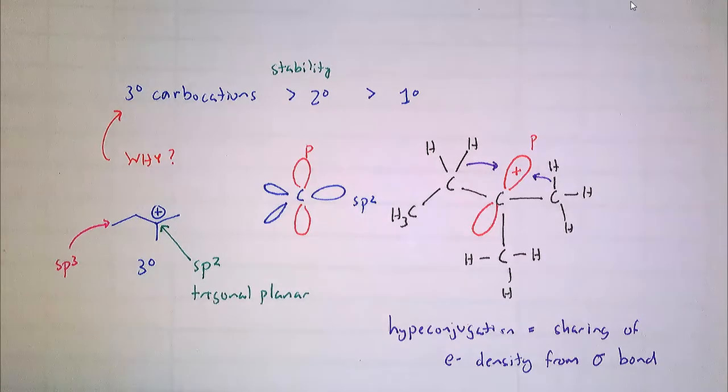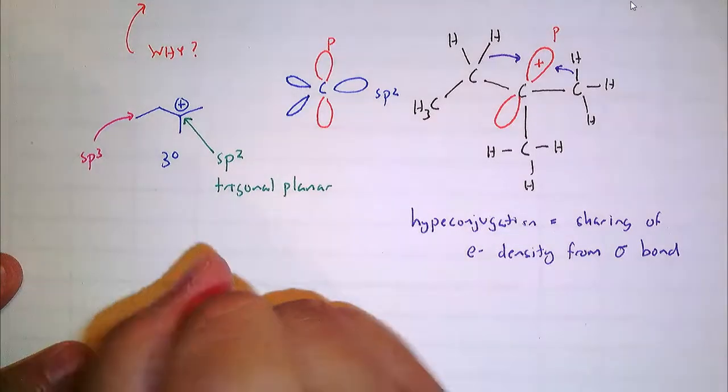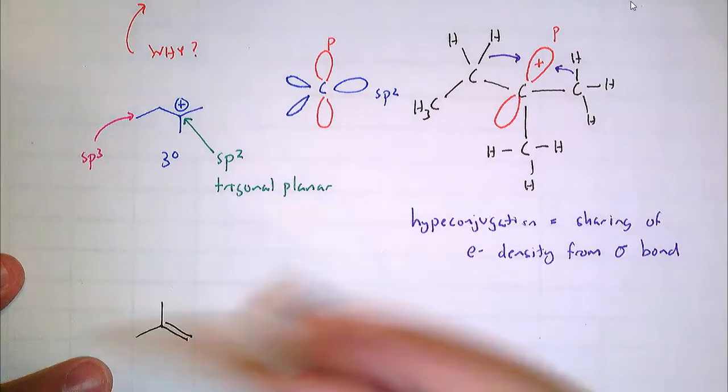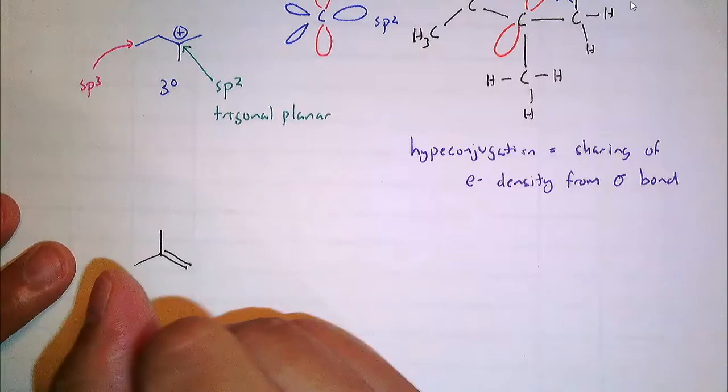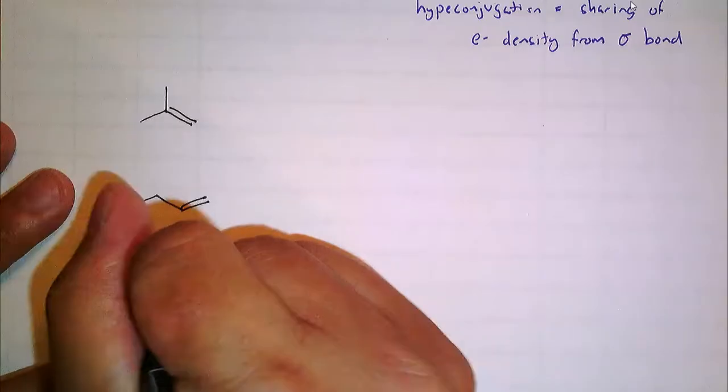Okay. So I'm running out of time, but let's do some practice. Okay, that molecule. How about this molecule? And maybe a ring. Let's try a ring.